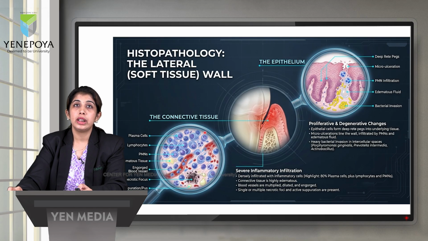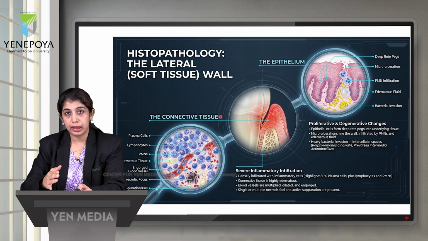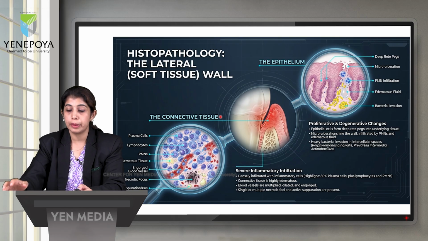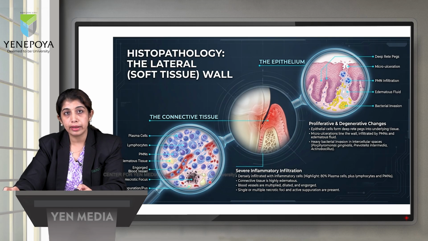Histopathologically, when you see the pocket epithelium, the earlier sulcular epithelium has now been converted into pocket epithelium. We all know there is epithelium and there is connective tissue. What's happening in the connective tissue is there is dense infiltration of inflammatory cells. There are 80% plasma cells, plus there are lymphocytes and PMNs. There is edematous tissue, connective tissue cells, and blood vessels which are highly engorged and dilated. Single or multiple areas of suppuration can also be seen in the connective tissue.